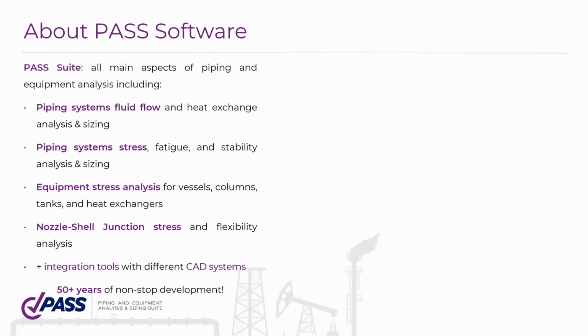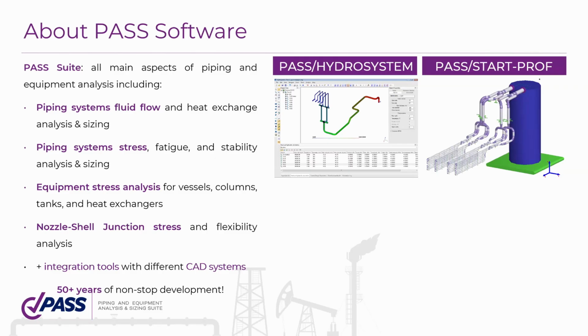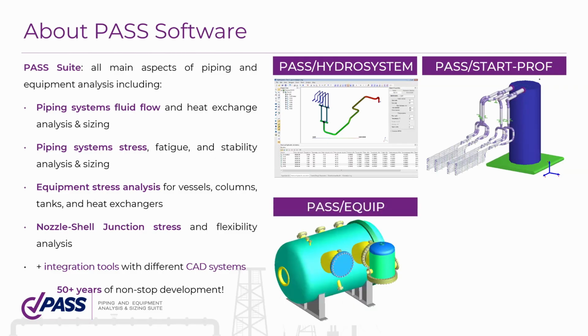So let's talk about our PaaS software. What is PaaS software? PaaS suite is a piping and equipment analysis and sizing software suite. It covers all main aspects of piping and equipment analysis and includes four main components, four main programs. These components are PaaS hydro system for piping system fluid flow and heat exchange analysis and sizing, PaaS StartPro for piping system stress analysis, PaaSEquip for pressure vessels and other equipment type stress analysis. This is what we will talk about today.